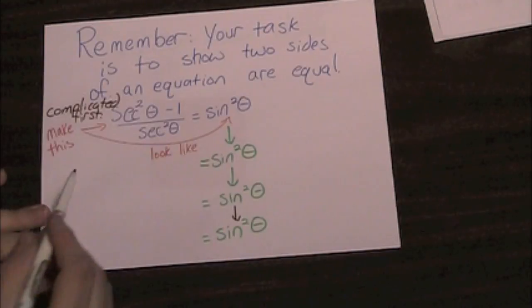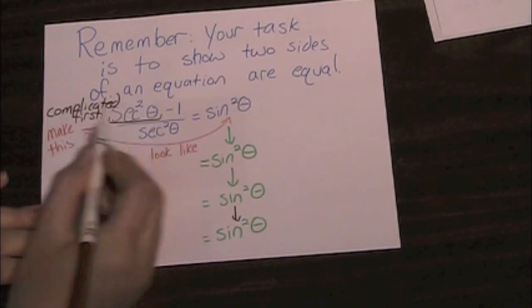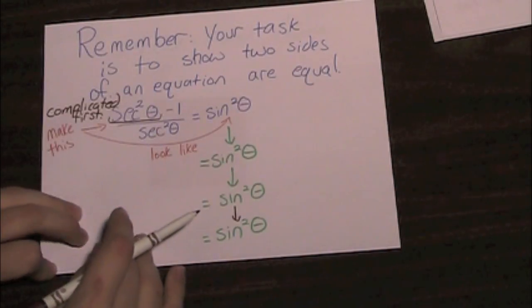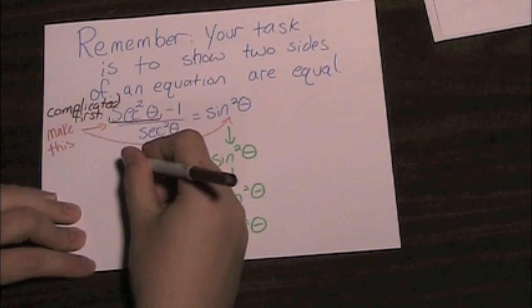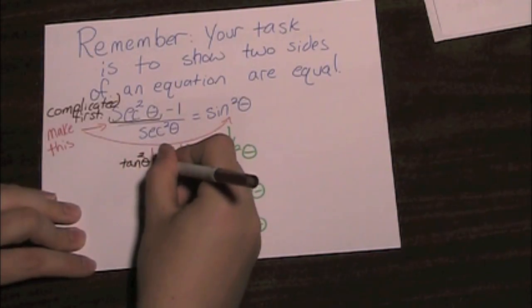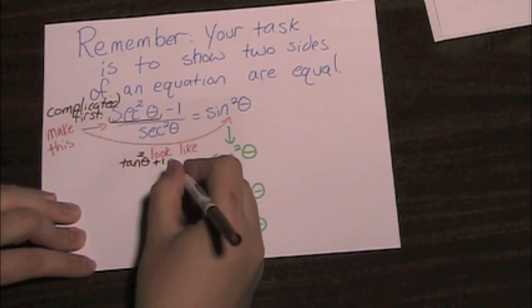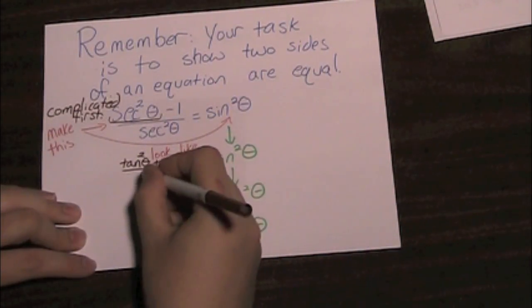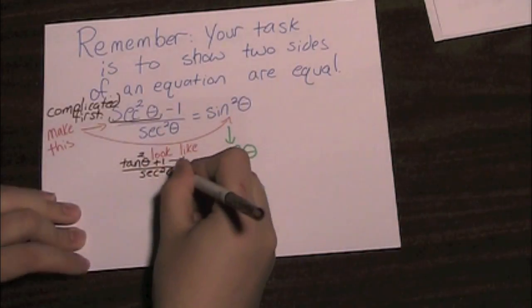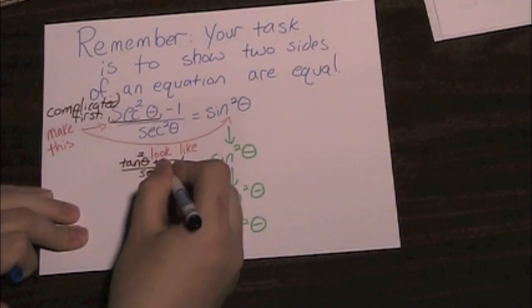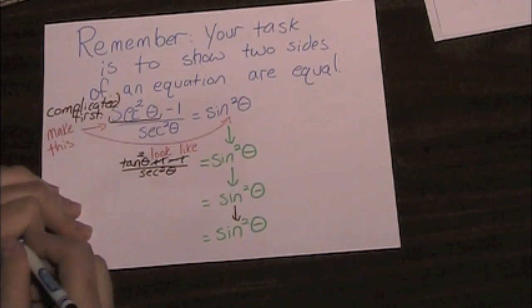The first thing that I might do is recognize that secant squared of theta has a Pythagorean identity. It's going to convert to tangent squared of theta plus 1. I'm going to rewrite everything just like we had it, which provides us with a nice opportunity to cancel my plus 1 minus 1.